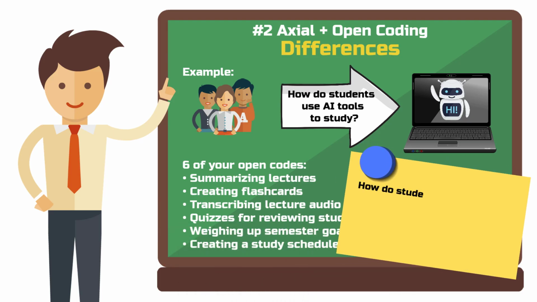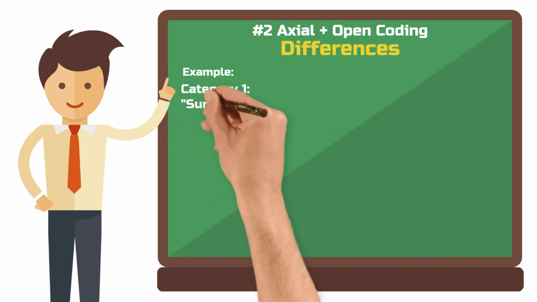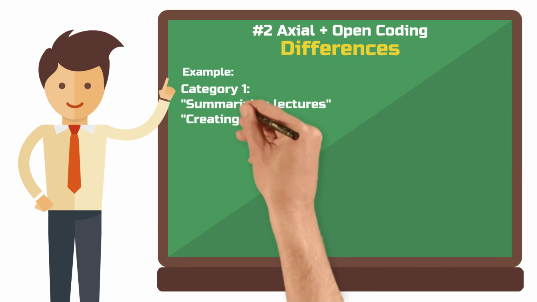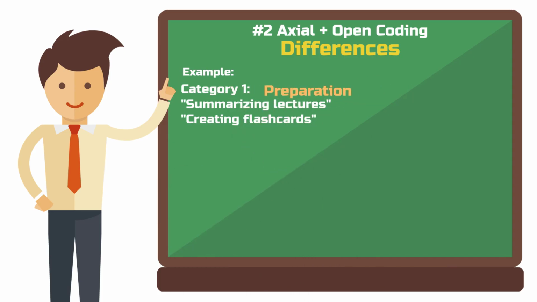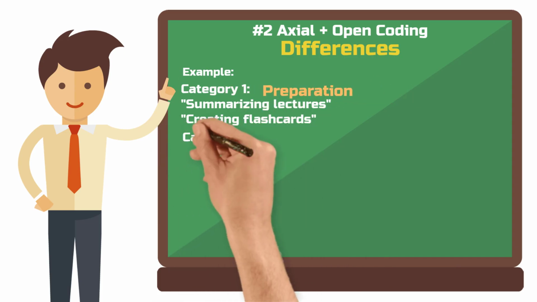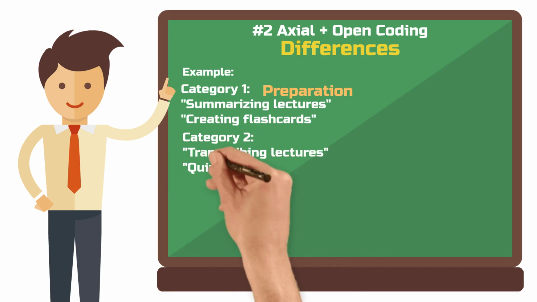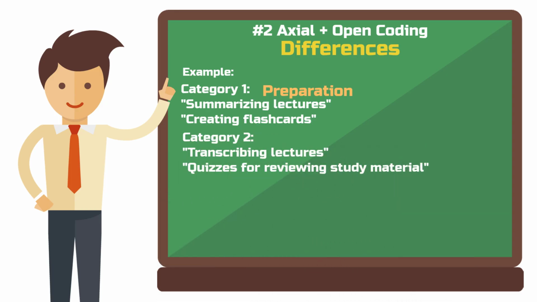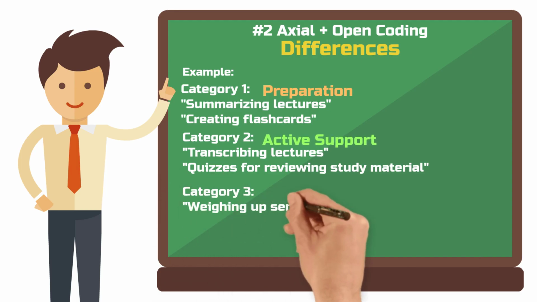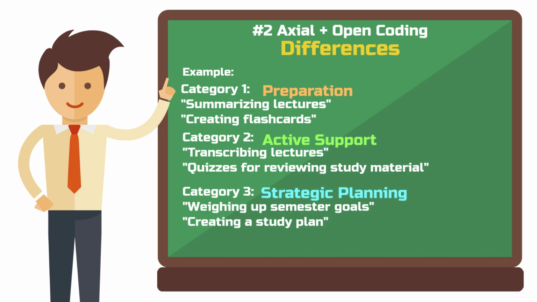But how exactly do students employ AI? Could there be a temporal relationship? This is where axial coding steps in. You might now group these 6 open codes into logical categories. For instance, summarizing lecture scripts and creating flashcards fit well together under a category called preparation. Audio transcription of lectures and quizzes to revise learning material might be grouped as active support. The remaining 2 open codes could form a category called strategic planning.